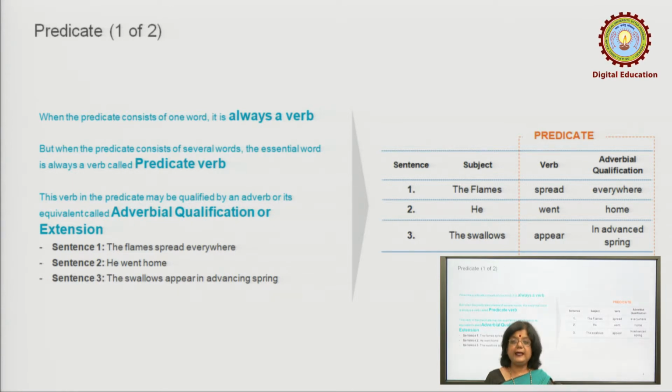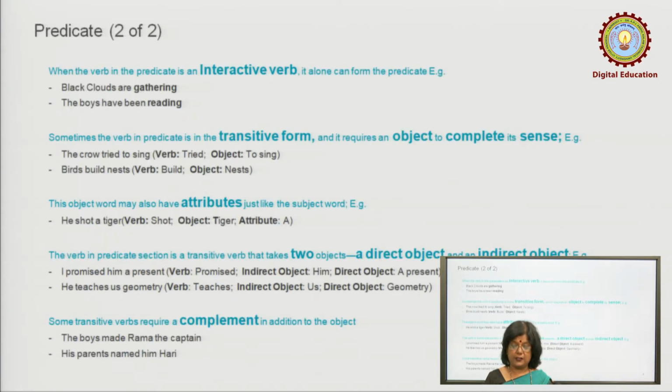Sentence 2: He went home. Here apparently the subject is he, went will be the verb which forms the main part of the predicate, and home will be adverbial qualification which again will be a part of the predicate. Third example: The swallows appear in advancing spring. The swallows is the subject, appear is the main predicate verb, and in advancing spring will be the adverbial qualification.